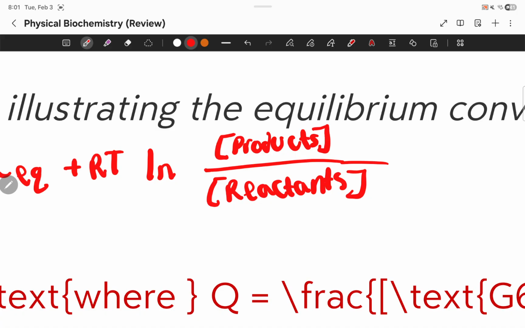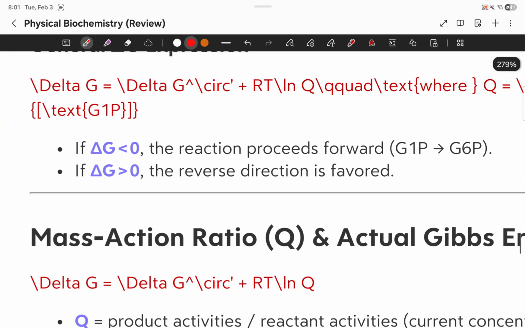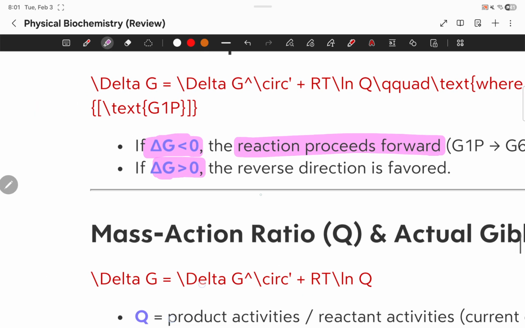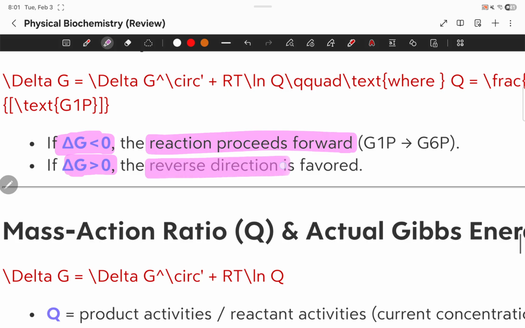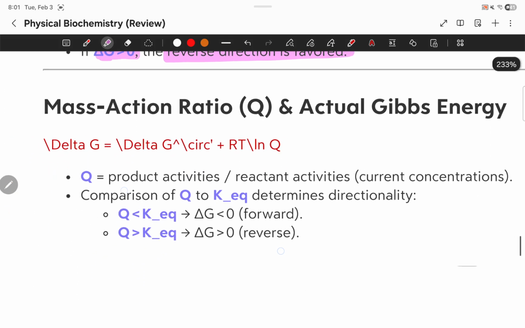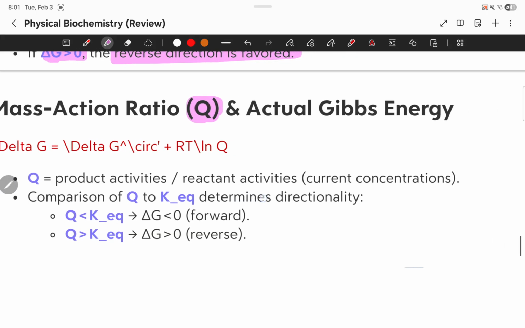Now, moving on, basically right here, if delta G is less than 0, the reaction proceeds forward. If delta G is greater than 0, the reverse direction is favored, okay? Now moving on, we have the mass action ratio known as Q.